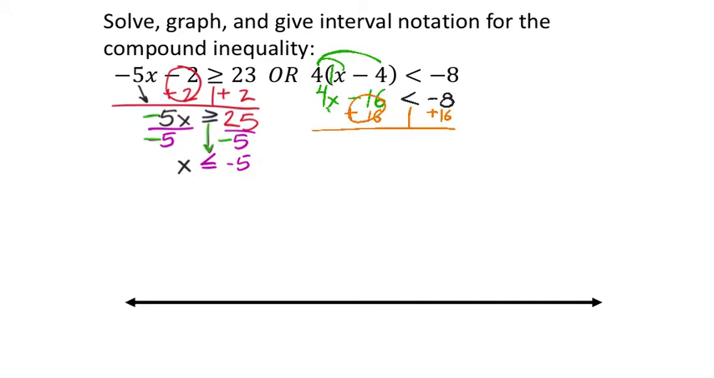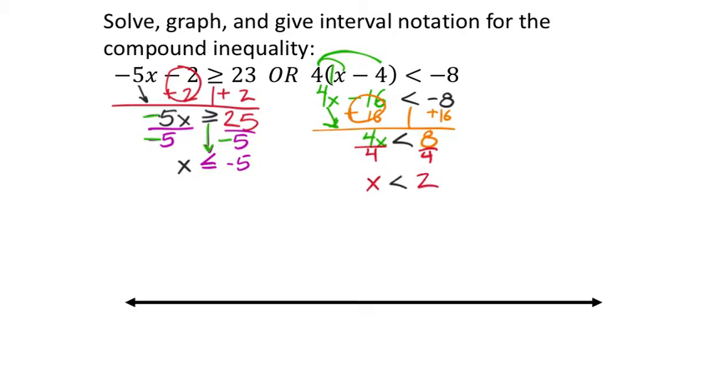Zero those out, drop your 4x, which is now less than. Negative 8 plus 16 is positive 8. And then finally, we'll divide both sides by the coefficient 4. Now this coefficient is positive, so it will not flip the inequality. You just get x is less than 2, okay?